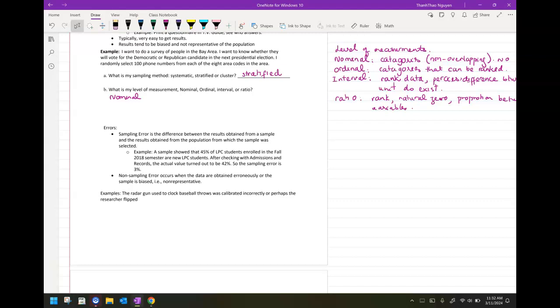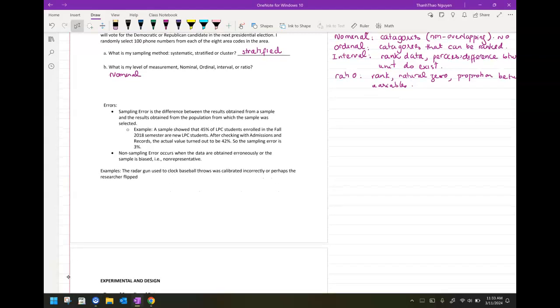Non-sampling error occurs when the data is obtained erroneously or the sample is biased, non-representative. So for example, standing out front of the library to collect a sample on how much people pay for textbooks in the previous example. So that is a bias. And the data cannot be used as representative data for the entire population. So for example here, a radar gun used to clock baseball throws was calibrated incorrectly, or perhaps the researchers flipped digits. So you could have something reading as a wrong number. Okay.